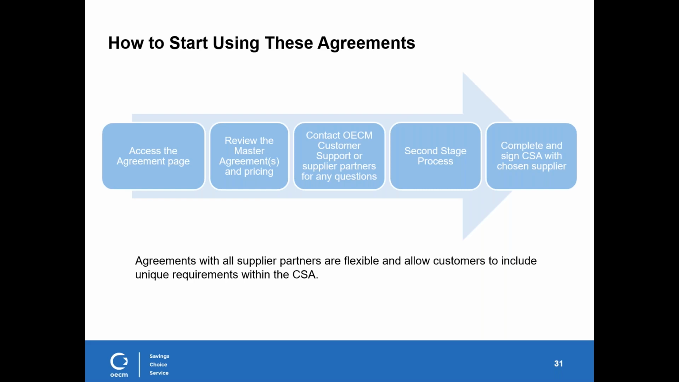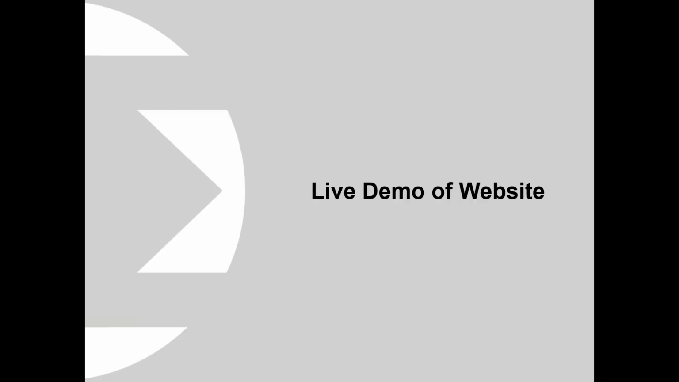And let's say you know who to work with now, and you're ready to start purchasing from them. You would then sign a CSA. The CSA is an agreement between yourselves as a customer and the supplier you've chosen. And although it's governed by OECM's master agreement, you do have the flexibility to insert your own unique requirements within the CSA. So if you'd like to customize anything from this RFX and tailor it to your needs, you just need to discuss that with the supplier. And if it's mutually agreed upon, then you'd insert it into your CSA that gets signed off by both parties.